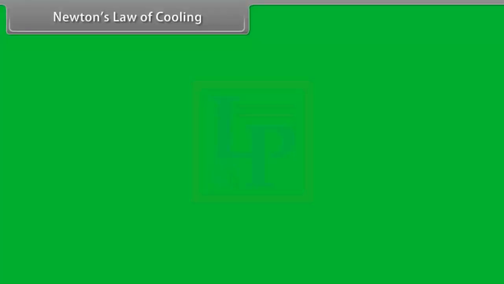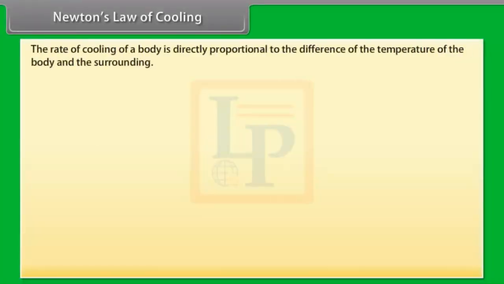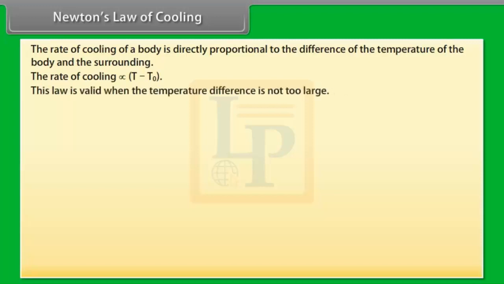Newton's law of cooling. It states that the rate of cooling of a body is directly proportional to the difference of the temperature of the body and the surroundings. The rate of cooling is directly proportional to T - T0. This law is valid when the temperature difference is not too large.